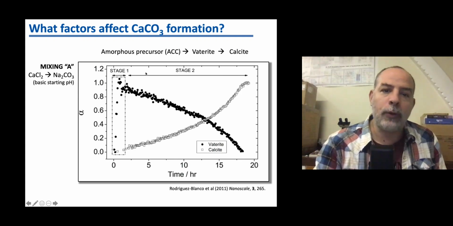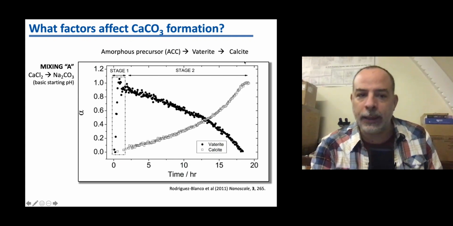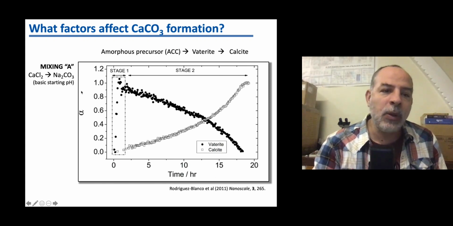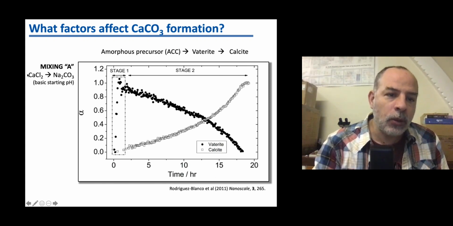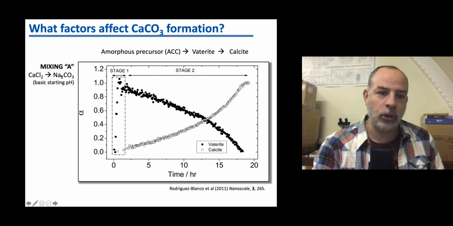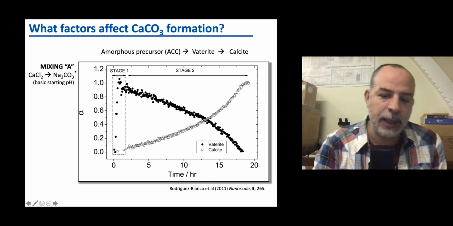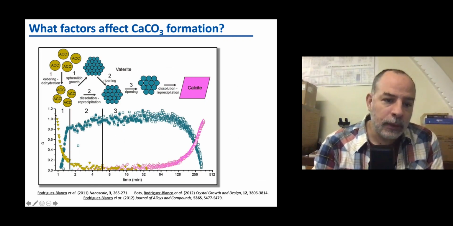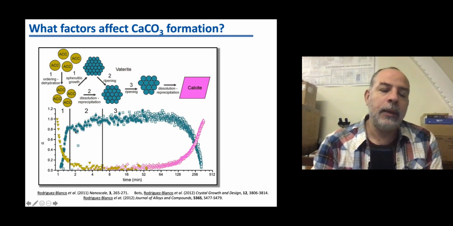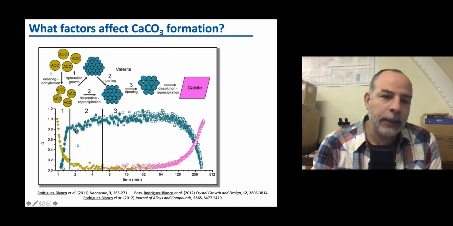Okay, so we go from amorphous phase to vaterite and then calcite. Remember, this is mixing A, in which we have the calcium chloride solution added to the sodium carbonate solution. So we are starting with a very basic pH. In a different way, this is the same. Degree of reaction, 100%, 0%. You see here the quick breakdown of the amorphous phase, the quick increase of vaterite, the quick crystallization of vaterite, that once it has crystallized, slowly starts to dissolve and transforms into calcite very slowly. Check time here because this time is not linear, this is logarithmic.